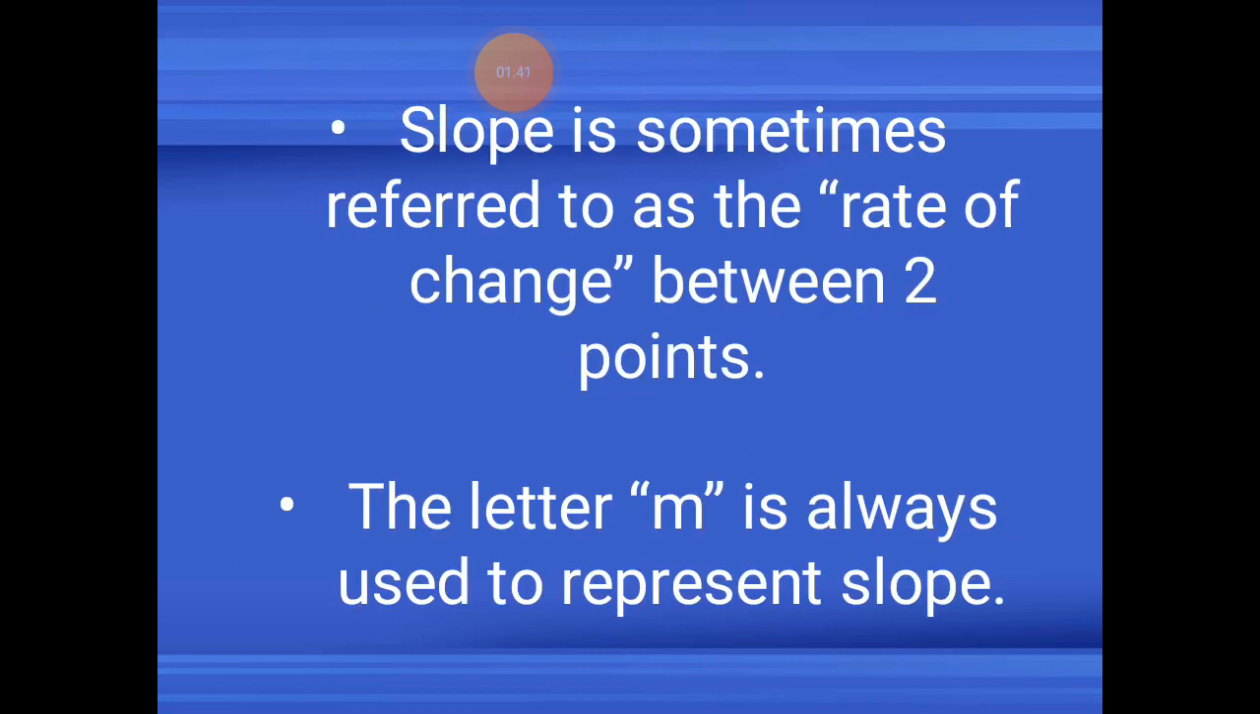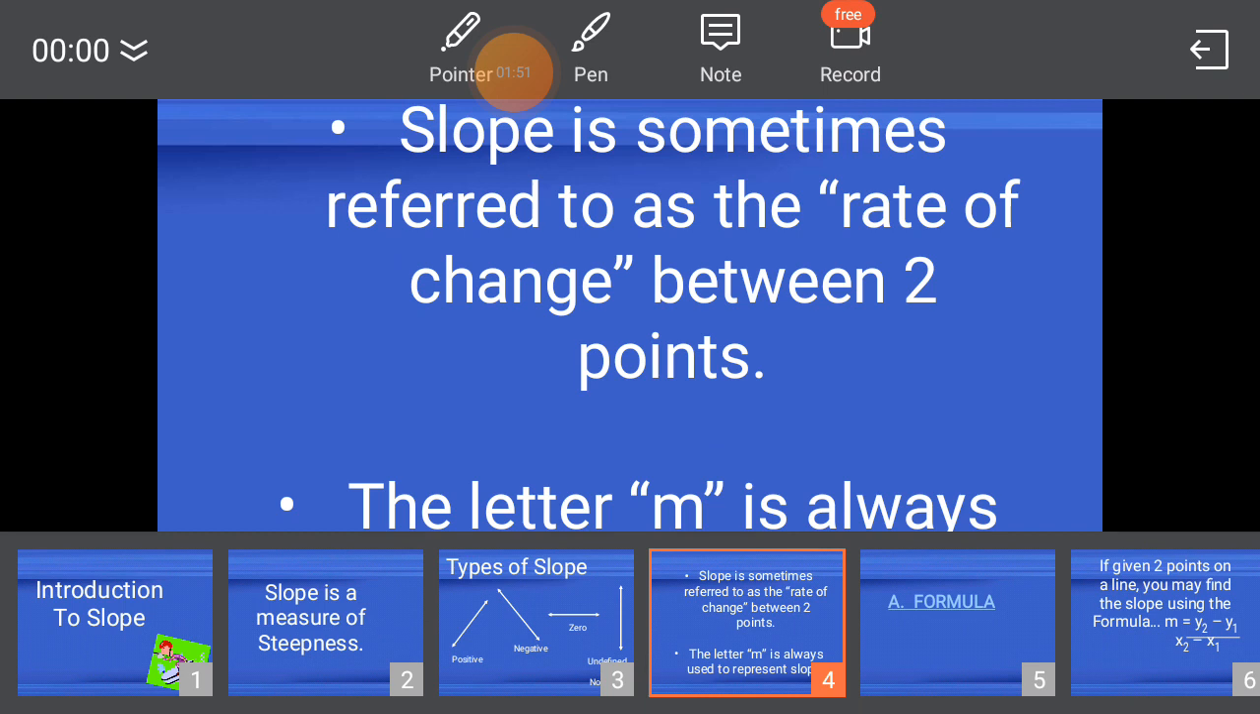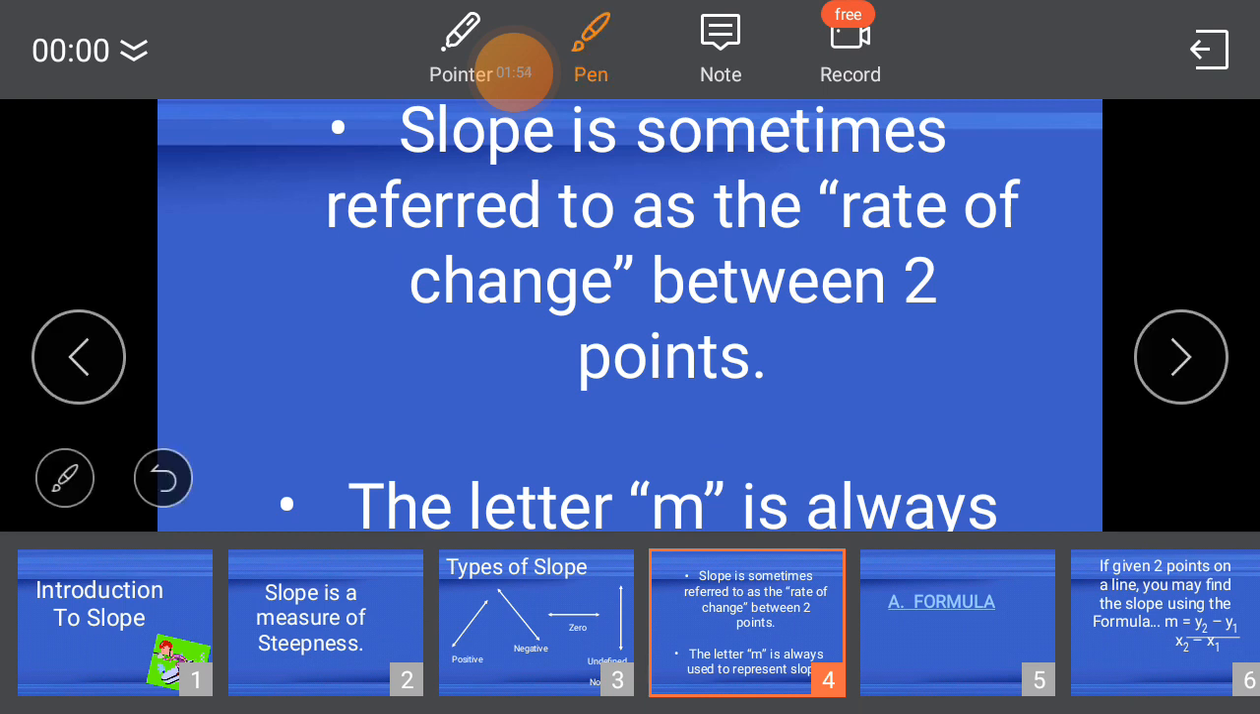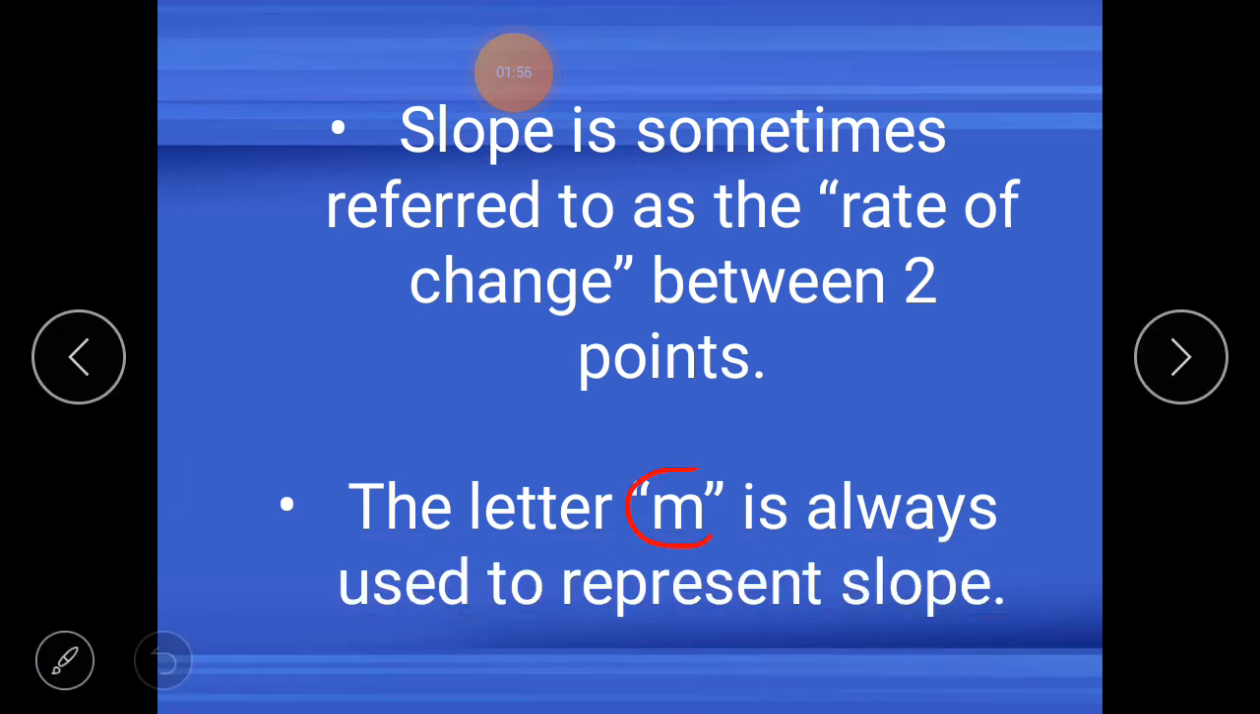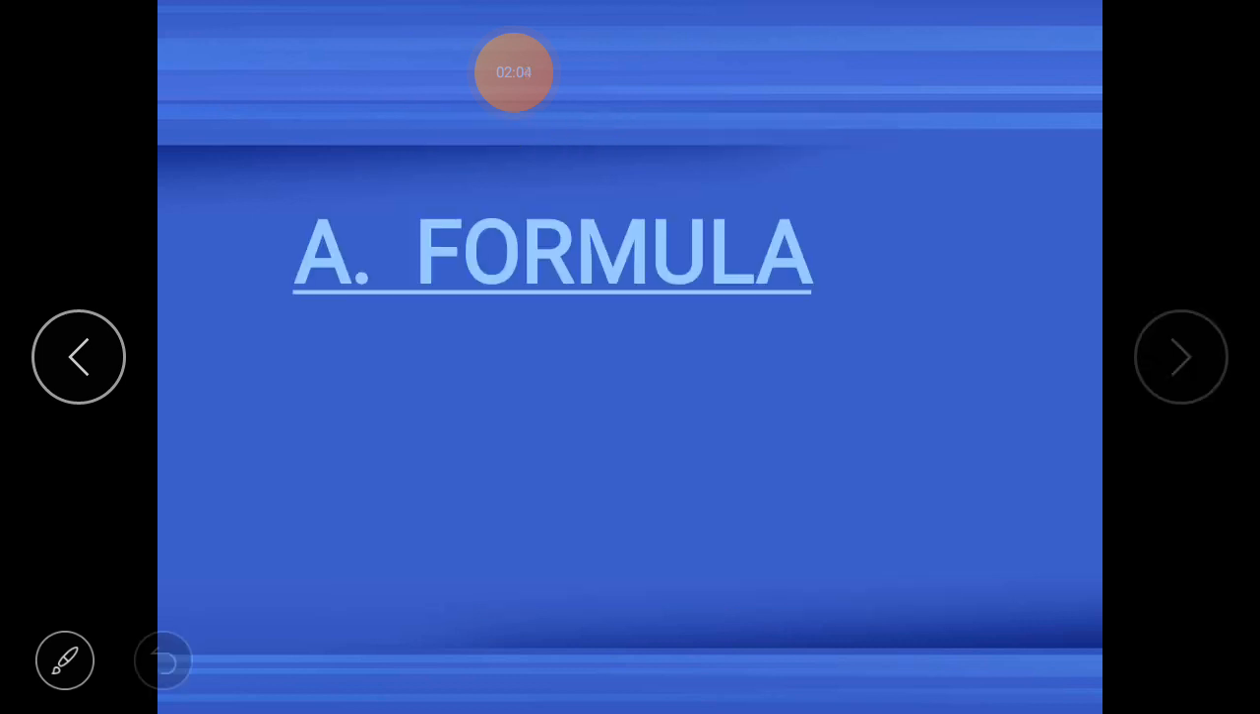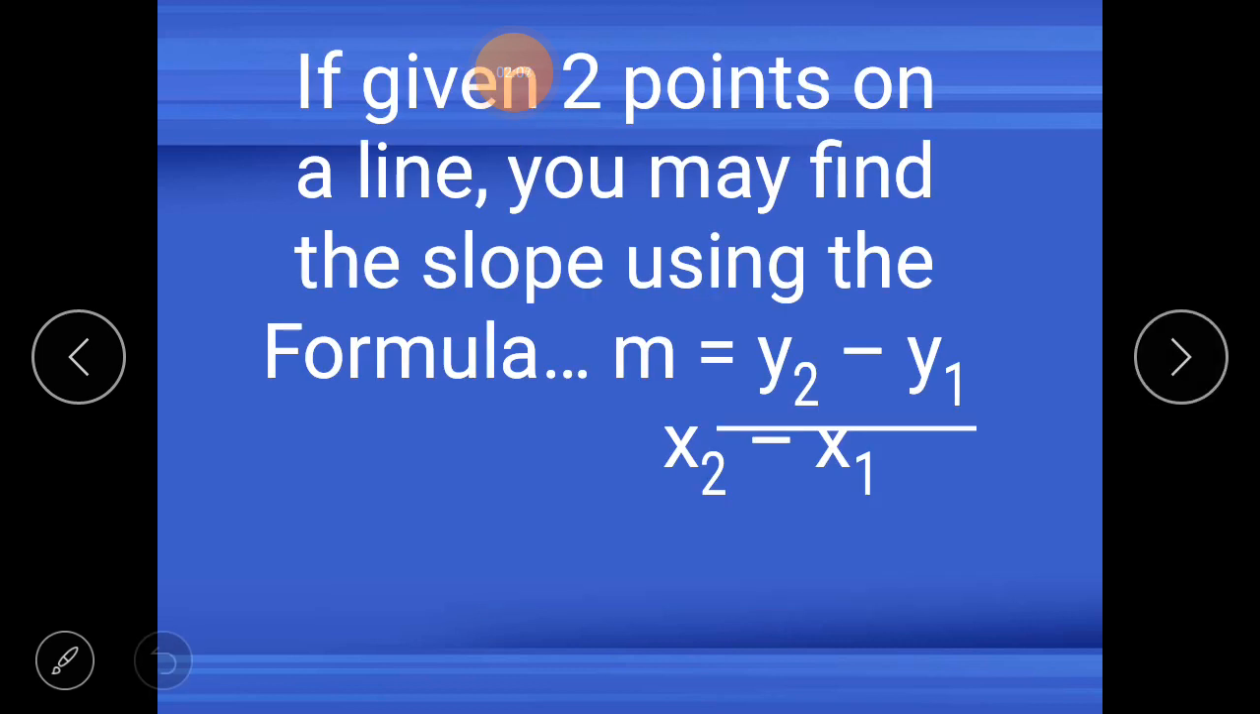Slope is sometimes referred to as the rate of change between 2 points. The letter m is always used to represent slope. So if you want to solve for slope, or in writing the formula for slope, we use small letter m. So here's the formula.